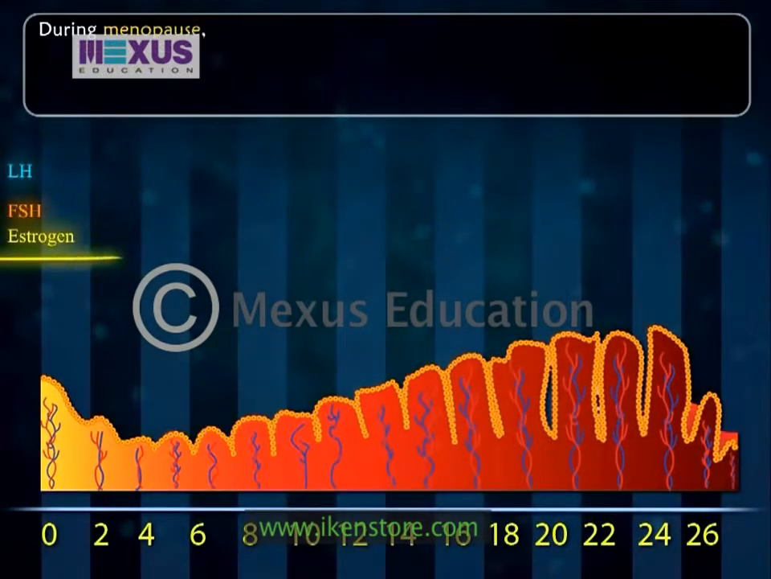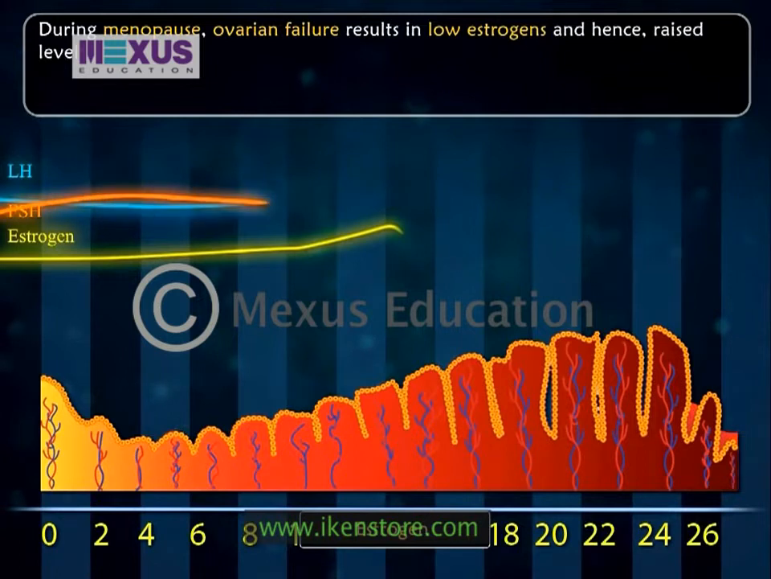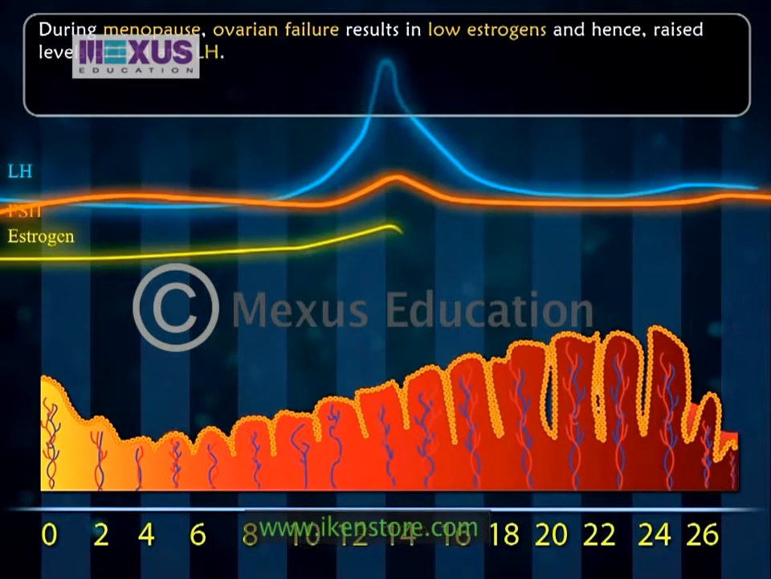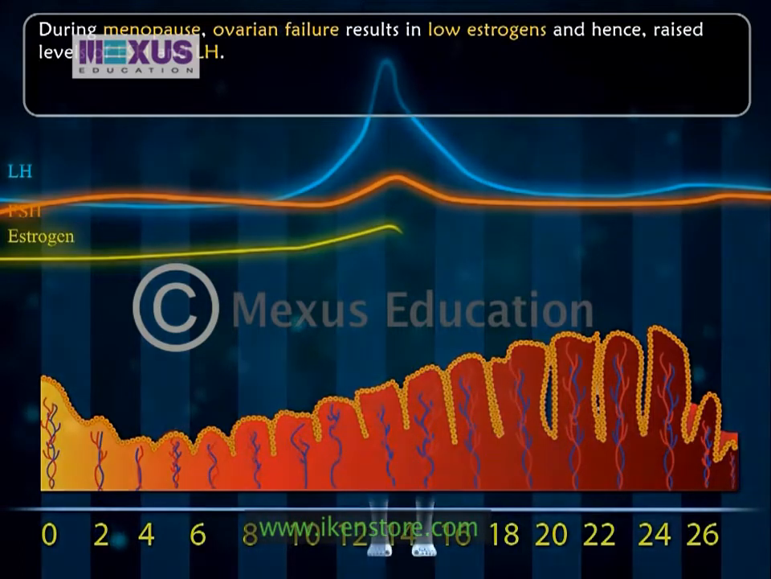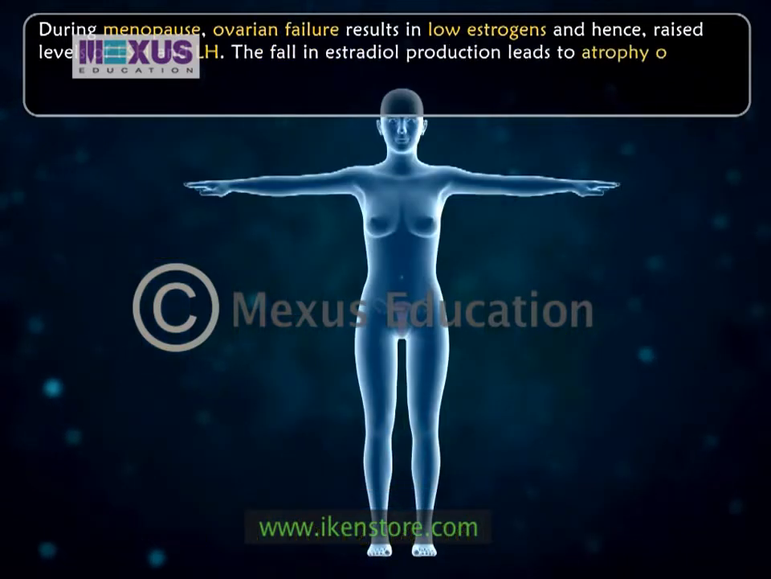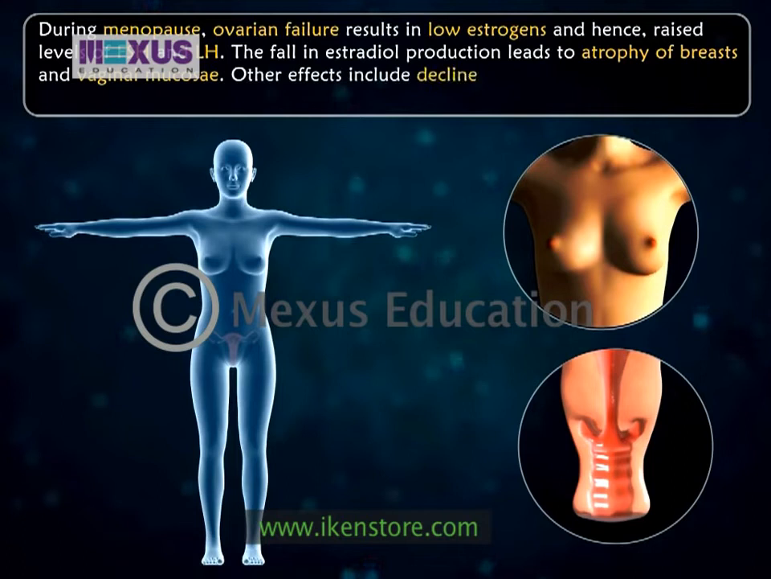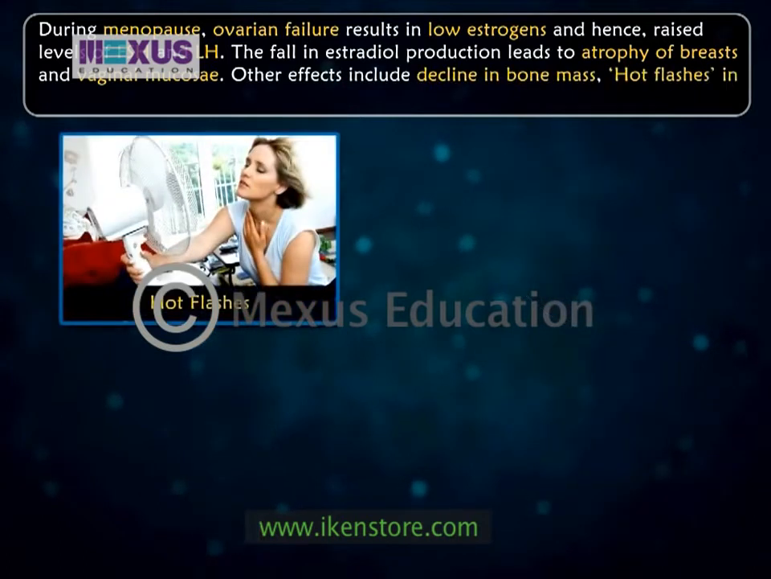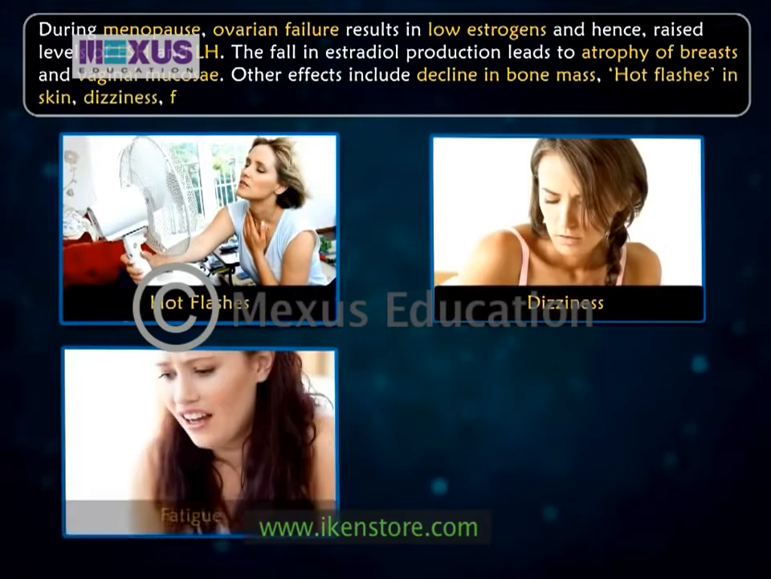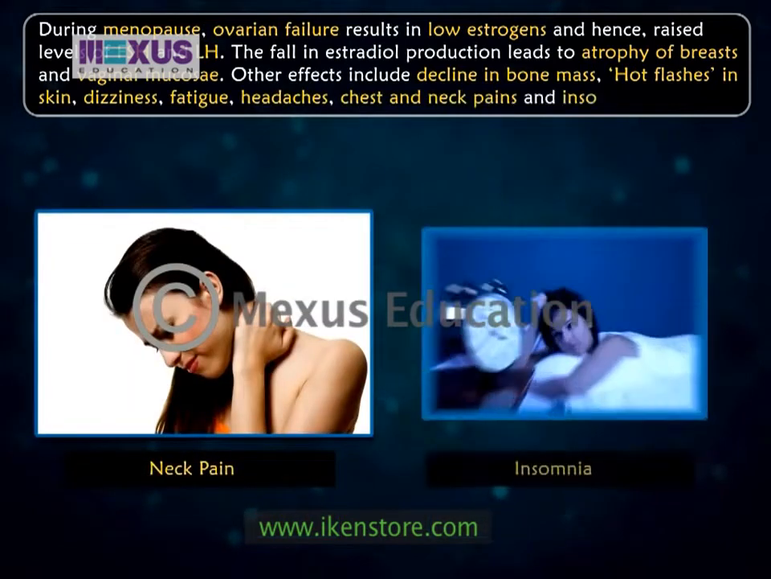During menopause, ovarian failure results in low estrogens and hence raised levels of FSH and LH. The fall in estradiol production leads to atrophy of breasts and vaginal mucosae. Other effects include decline in bone mass, hot flushes in skin, dizziness, fatigue, headaches, chest and neck pains, and insomnia.